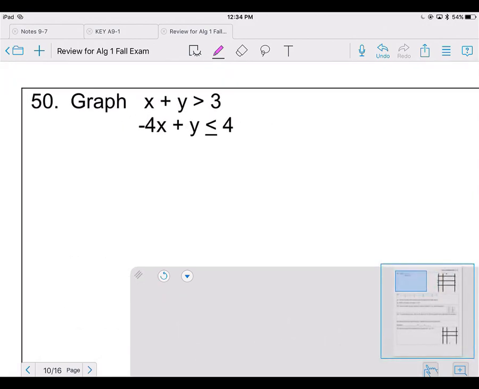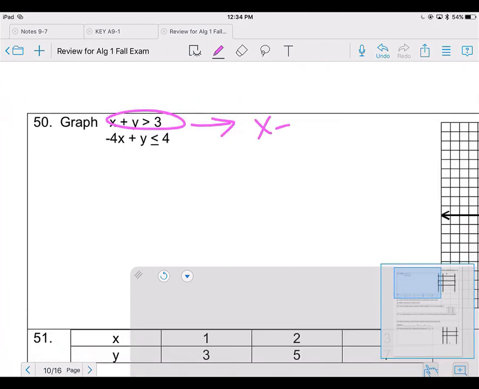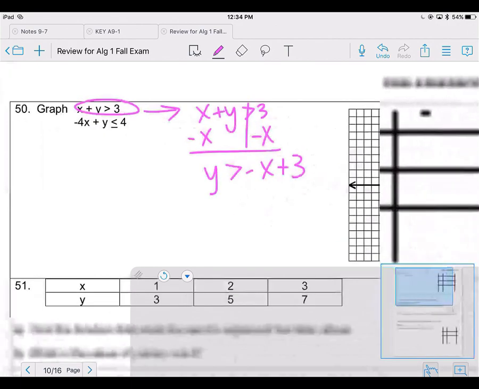Problem 50 asks us to graph both of these. So this is a system of inequalities. Both of these, in order to graph, I have to solve for y. So I move x to the other side. Y is greater than -x plus 3.